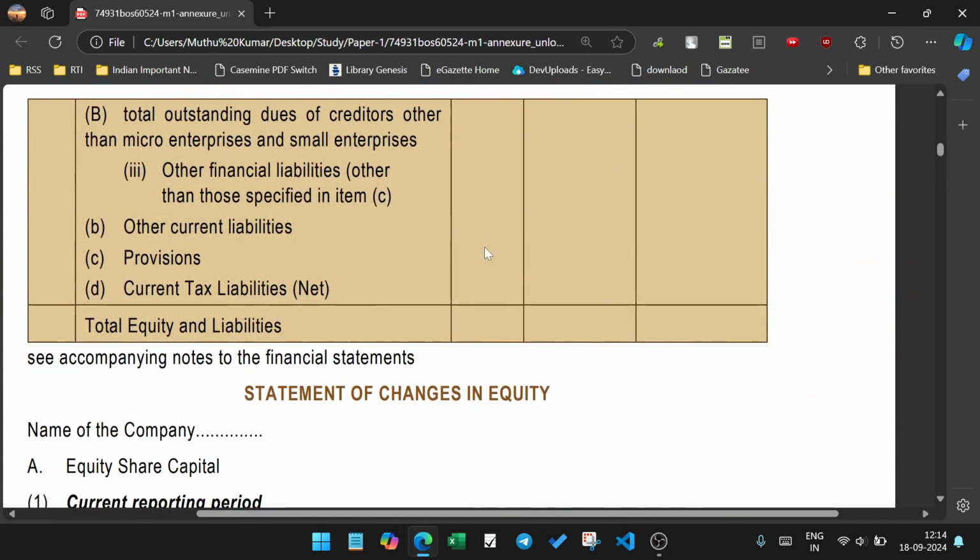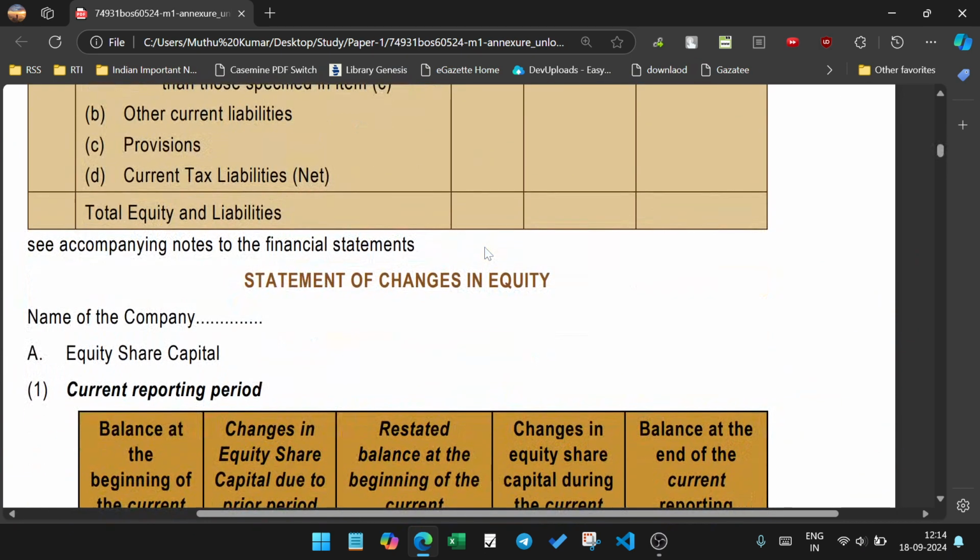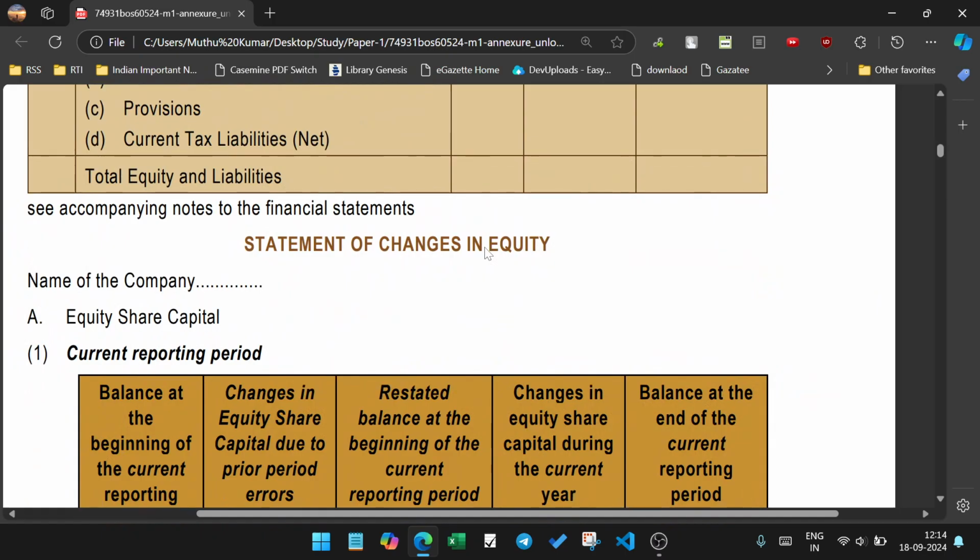other current liabilities, provisions, and current liabilities, net total equity and liabilities. See the accompanying notes.